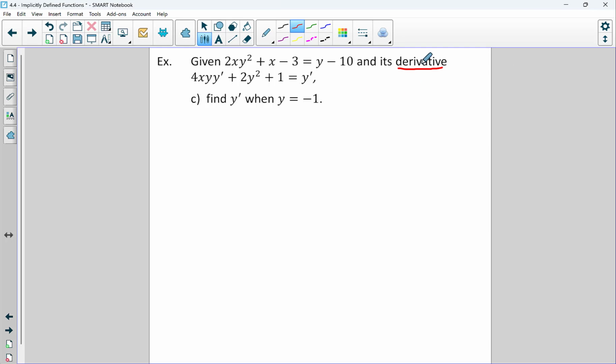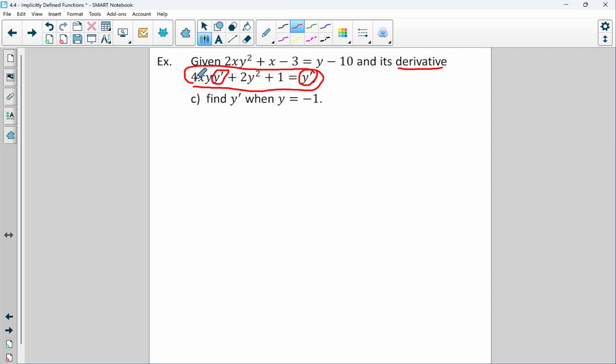So in this question, I've gone ahead and given you the derivative. This statement right here represents the derivative of that original function. It's the same function we were working with on part A and part B. So I've gone through and done the calculus for you. Now notice this little statement right here, y prime. That's not y to the first, that's read y prime. Y prime is the notation that we use for the derivative.